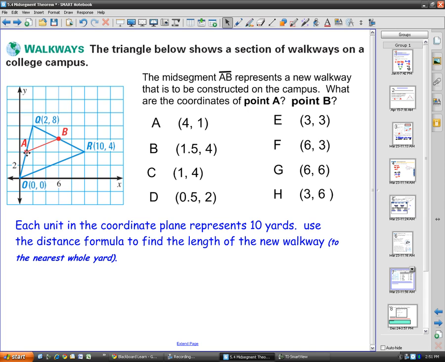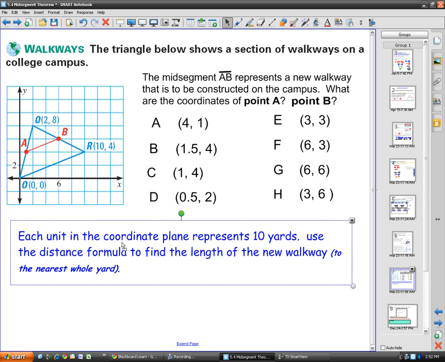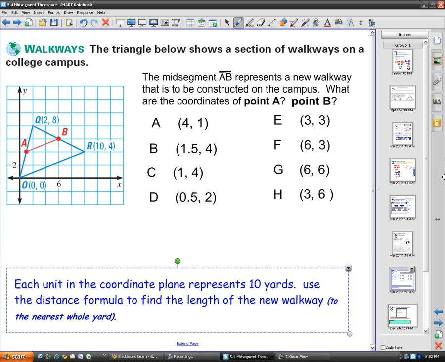I'll move this out of the way so that we can have some work here. If I want to find point A, I'm going to use my midpoint formula, which is add my x's together, so 0 plus 2, and divide by 2. If I want to find my y values, I add my y's together, and it's 0 plus 8 divided by 2. So for point A, if I simplify this, I get 1 and 4. So there is point A, and it should be the letter C.